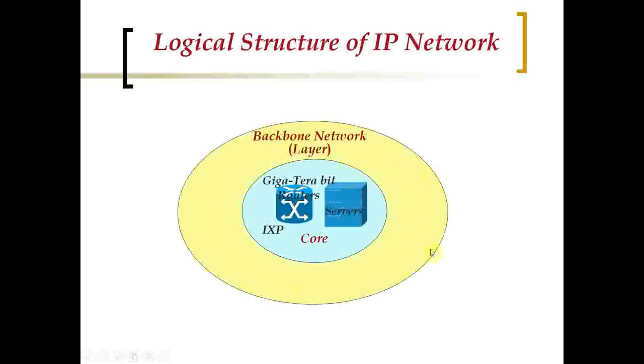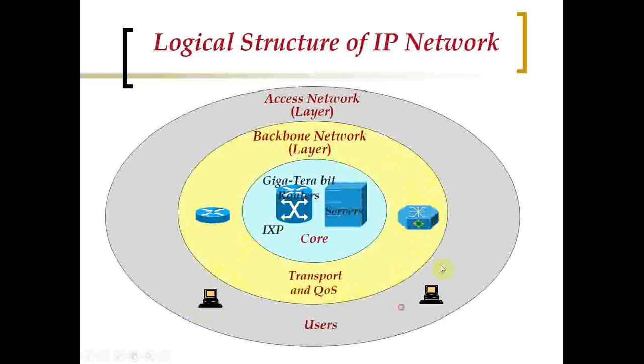Okay. The second layer is the backbone layer. This layer is responsible mainly for transport and quality of service. And of course, there's an interconnection between the core and the last layer, which is the access network layer, with its users inside. And what is very important here is that the traffic is always generated from the lowest level layer to the upper layers. So it always goes from the users through the aggregation, all the way up from the access to the backbone, through the backbone to the core.